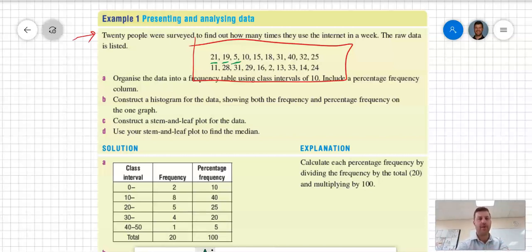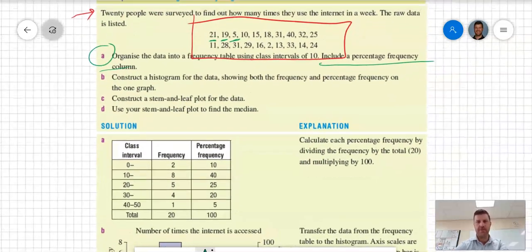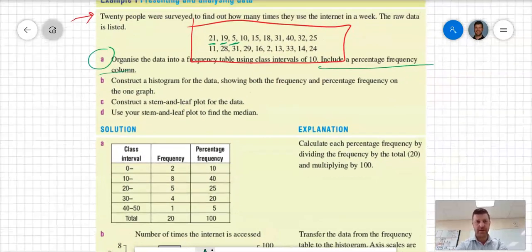So I'm just going to be looking at example 1A, organising the data into a frequency table using class intervals of 10. And it says to include a percentage frequency column as well. So this example is actually already done for us. You've got class intervals of 10, so 0 up until 10, but not including 10, because 10 is then part of the second class interval, so 10 to 19 basically, 20 to 29, 30 to 39, and the last class interval will be 40 to 50.